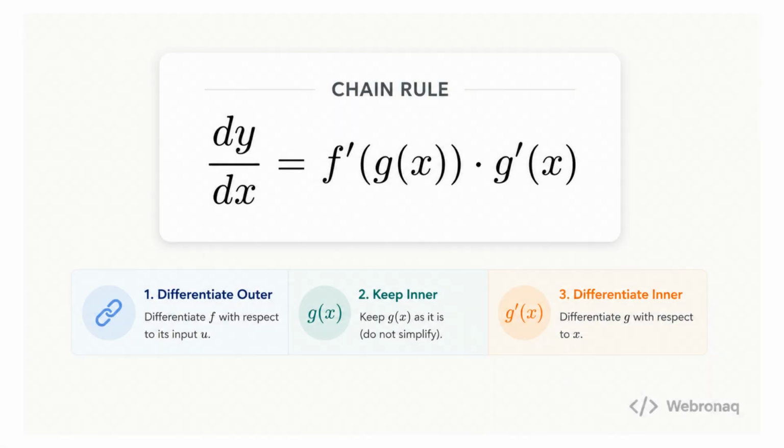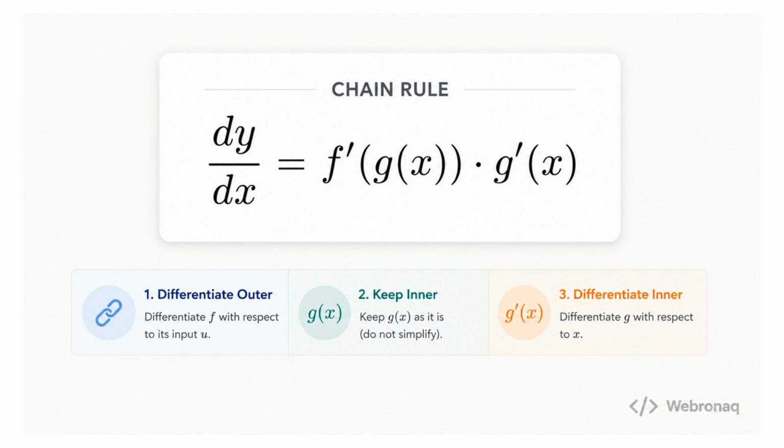Here is the chain rule, stated cleanly. If y equals f of g of x, then dy divided by dx equals f prime of g of x times g prime of x. Let me break each piece into plain English so the formula feels logical. The first factor, f prime of g of x, is the derivative of the outer function, but you leave the inner function untouched inside it. The second factor, g prime of x, is the derivative of the inner function on its own.